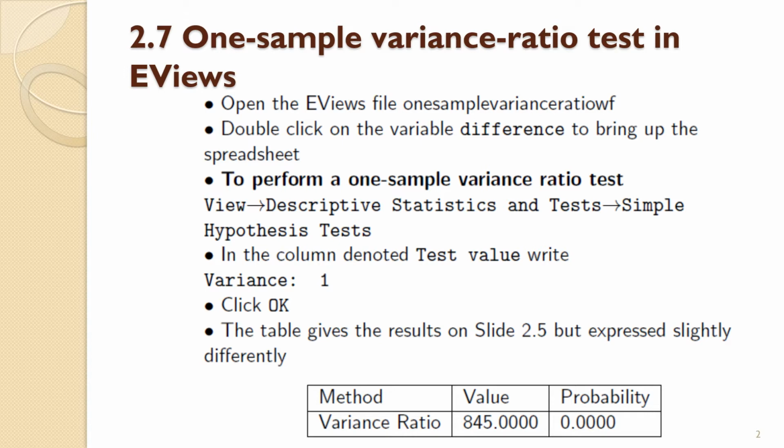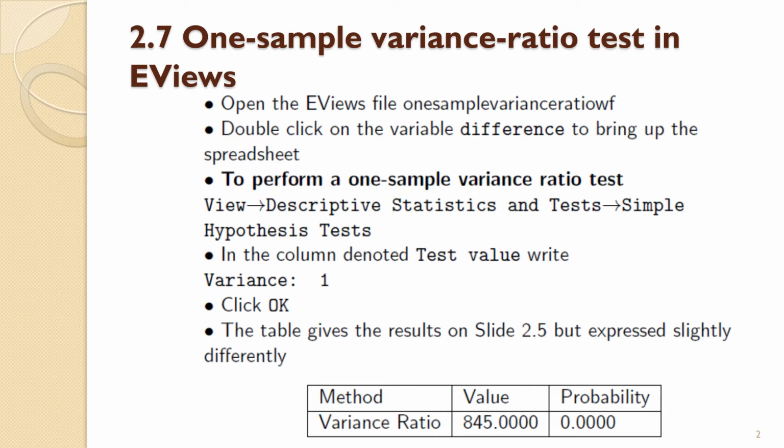And then to perform a one sample variance ratio test, it's similar to the set of menu commands that you've done before. You need to do View, Test, Simple Hypothesis Tests, denoted test value, variance is 1, click OK, and you should get an output shown at the bottom of the slide. So exactly the same as before, it just looks superficially different because different software packages present results differently.